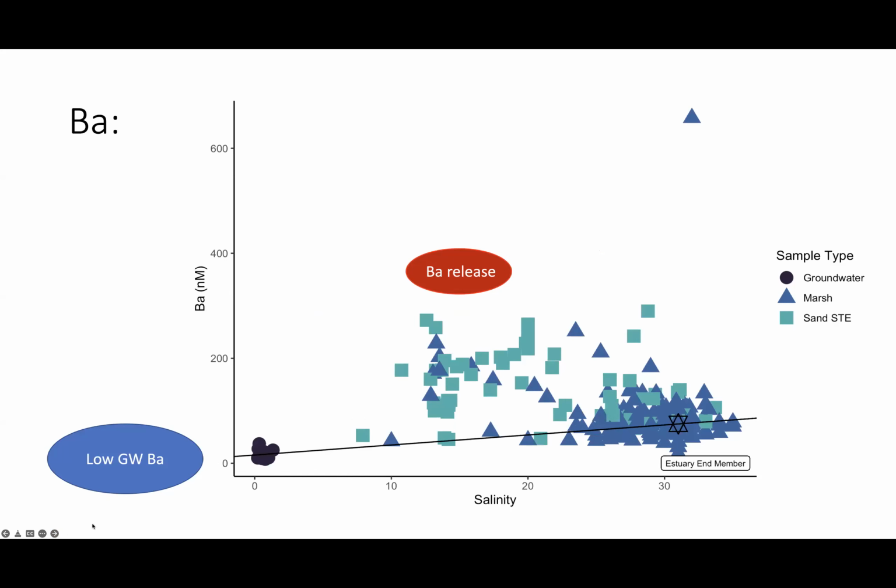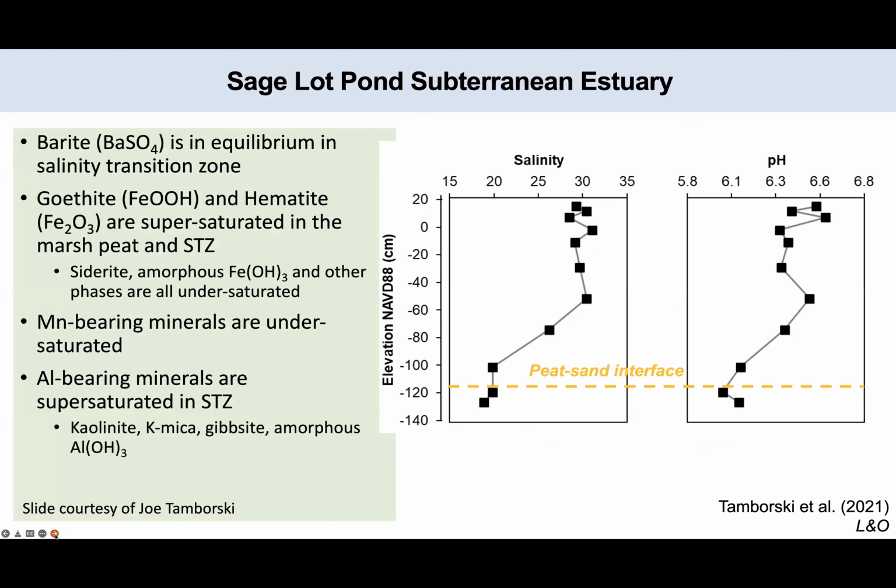And then barium is also released, and this is a combination of both. The ionic strength increase: barium typically desorbs and peaks between 5 and 15 for the salinity, but we also are having weathering that's releasing barium. So we're seeing the input of both of those influences to enhance the barium concentration of the porewater and the groundwater here. And so this data is from Joe.